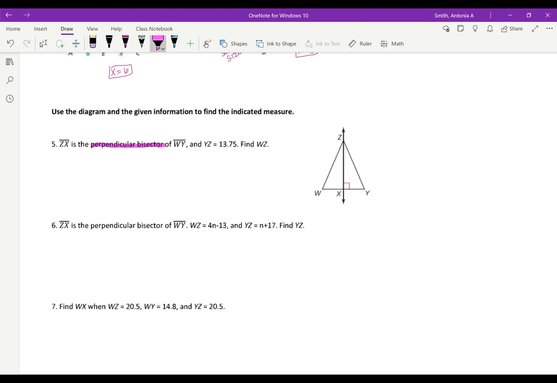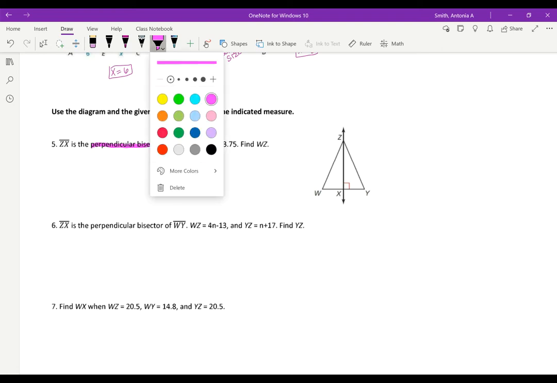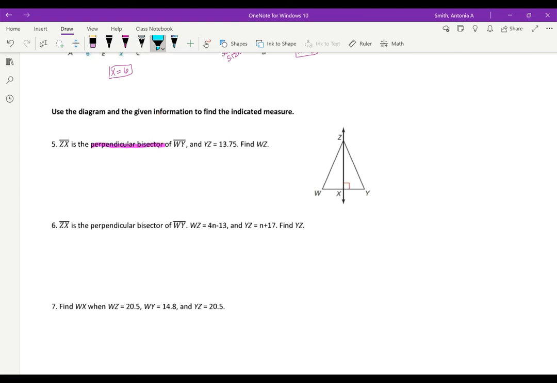So remember, a perpendicular bisector cuts your line segment in half, and it forms a right angle. If you can kind of tell by this picture, we know that this side is equal to this side because that's what a perpendicular bisector does. It cuts them into equal parts.